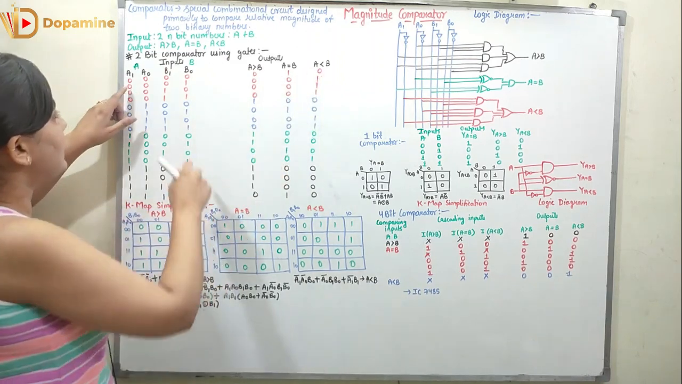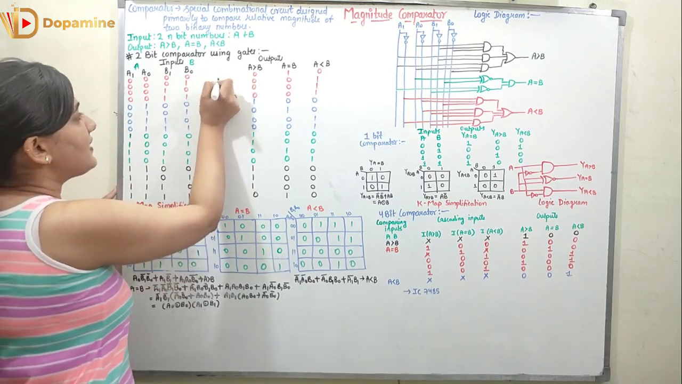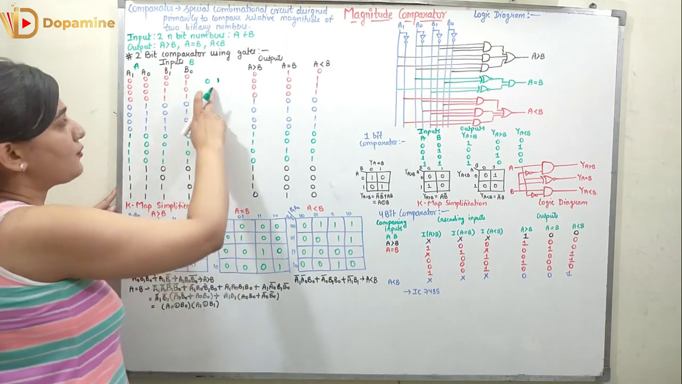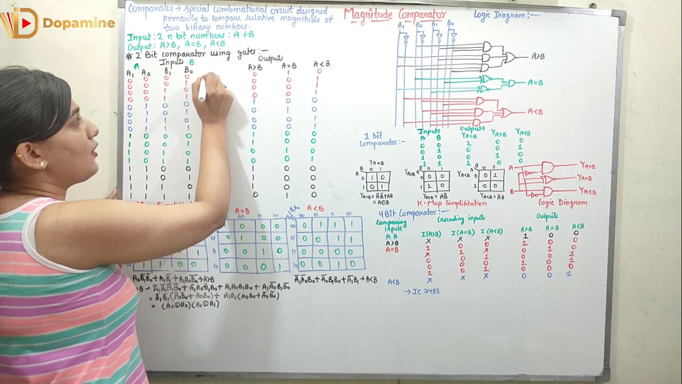In the second case, we have A to be 00 and B to be 01. 01 represents 1 and 00 represents 0. So here you can easily see that B is 1, which is greater than A, or I can say A is less than B.